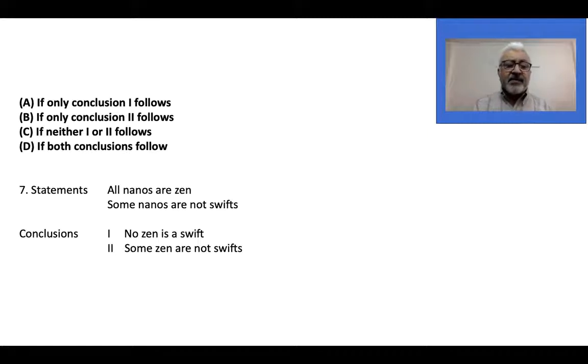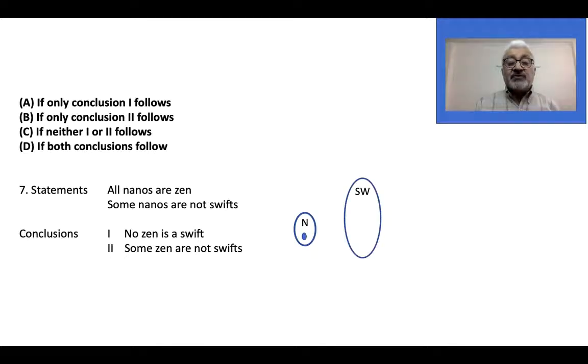Question number 7. Here also we've got one affirmative and one negative. We'll do the negative first to avoid any kind of confusion. So it says some nanos are not sweet. So we draw nanos, all right? But it says some nanos are not sweet. So one part of nano is to be taken for consideration. So one part of nano is supposed to be outside Swift. And how do we represent that? With the help of this bar, that this little part of nanos will never be able to meet Swift. Alright, so this represents some nanos are not Swift.